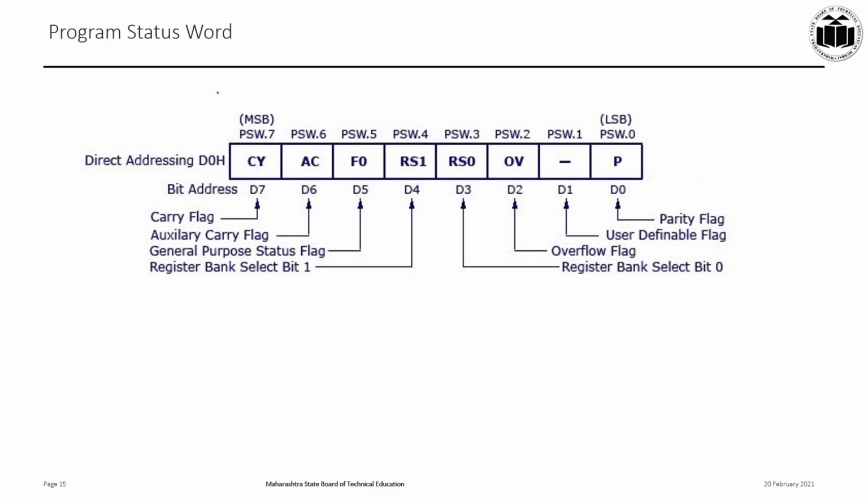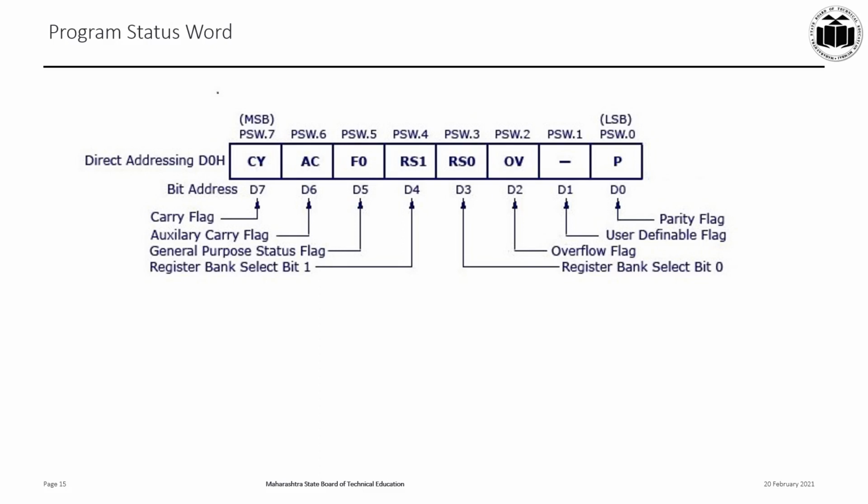D6 bit is the auxiliary carry flag, and it is set when there is a carry from the D3 bit to the D4 bit during addition or subtraction. It is used in the BCD operation. F0, the D5 bit. It is a user-defined flag. The user defines the function of this flag. The user can test, clear and set this flag through software instructions.